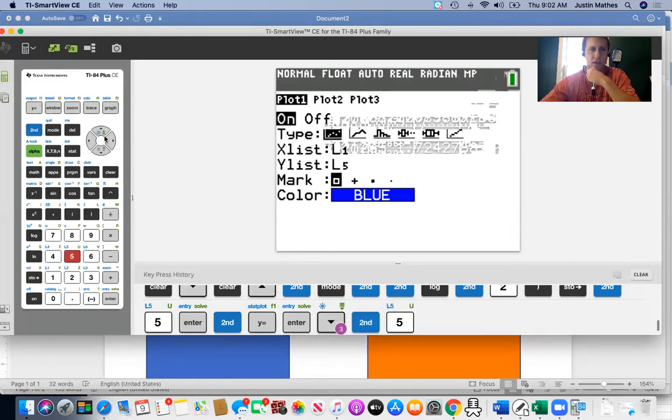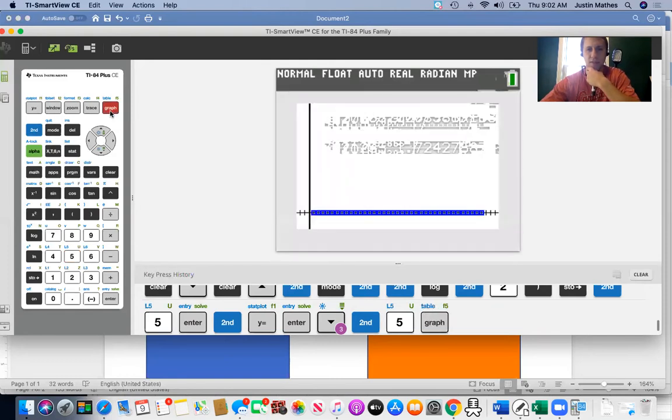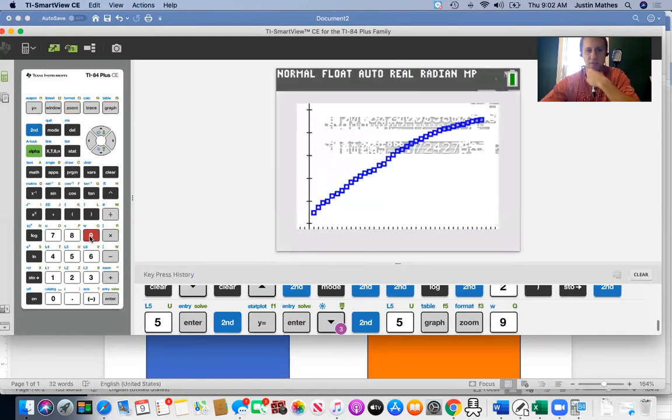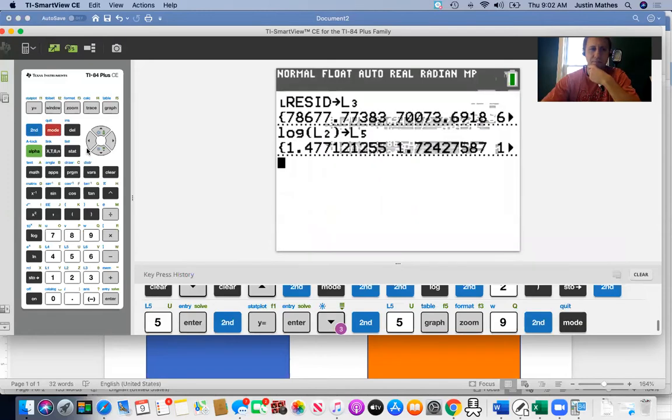y values in L5, and I'm hoping that when I click graph here, the data is going to look more linear. And in fact, it turned into a snail worm. We have solved coronavirus. Just kidding, our scale's messed up. So we go zoom and zoom stat, and we see it. Definitely better than before. Not perfectly linear, but better than before.